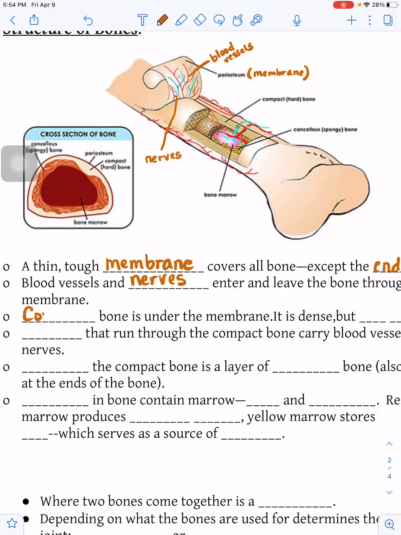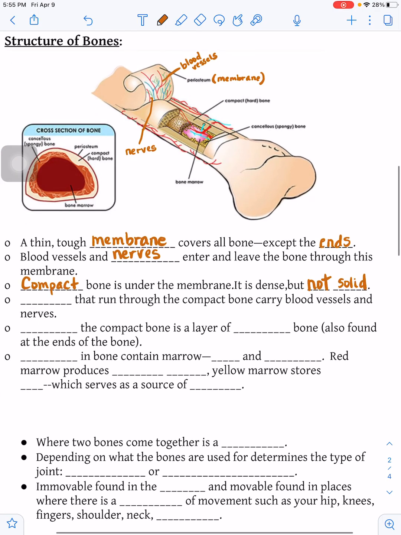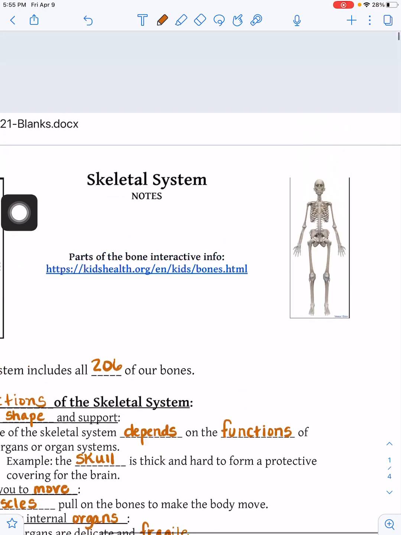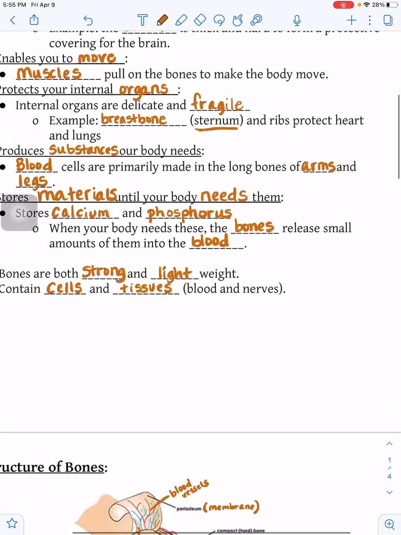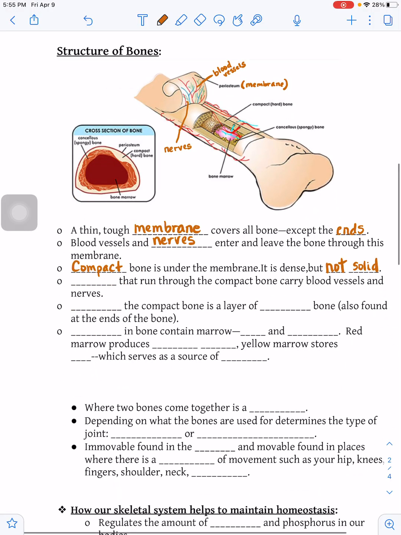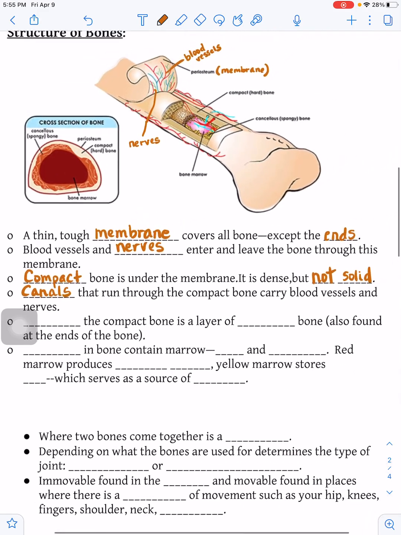Compact bone, C-O-M-P-A-C-T. Compact bone is under the membrane. It is dense, but not solid. So when you picture a bone or the skeleton like this, what you see, like the whiteness of it, the off-white color, that's the compact bone. That's what you're picturing. The next bullet, canals, C-A-N-A-L-S. Canals, like tunnels. They run through the compact bone and carry blood vessels and nerves.